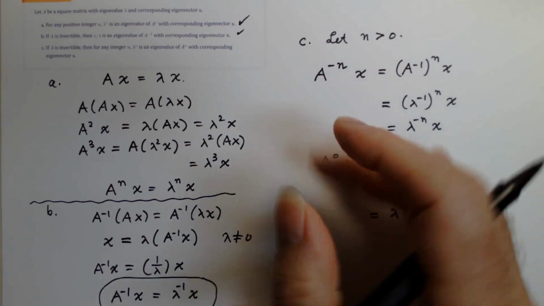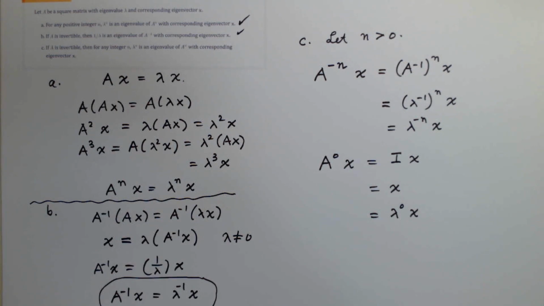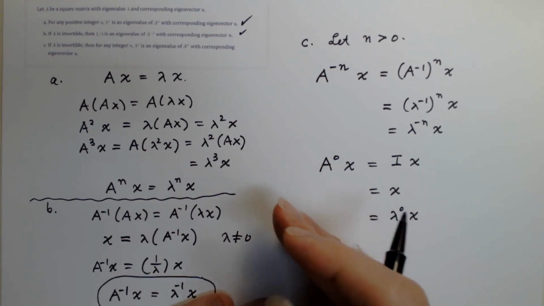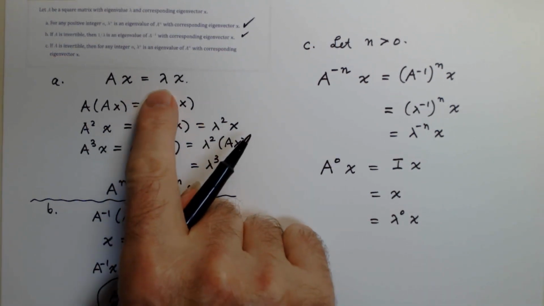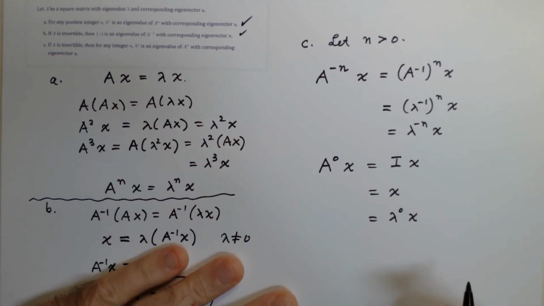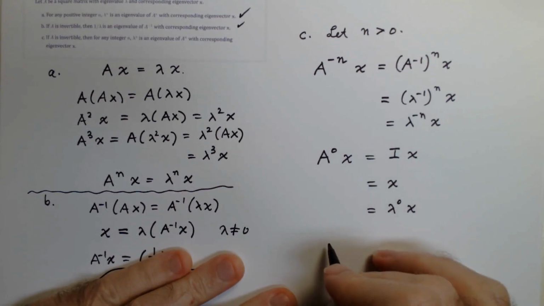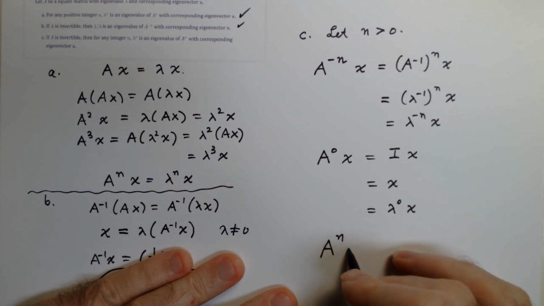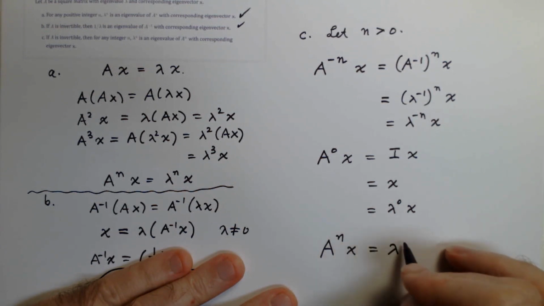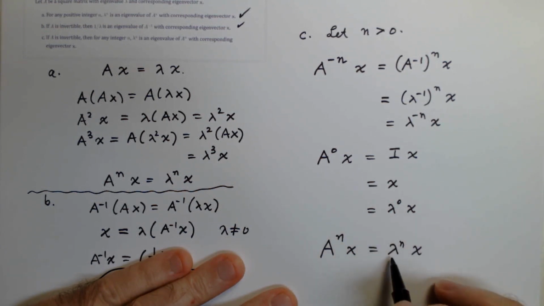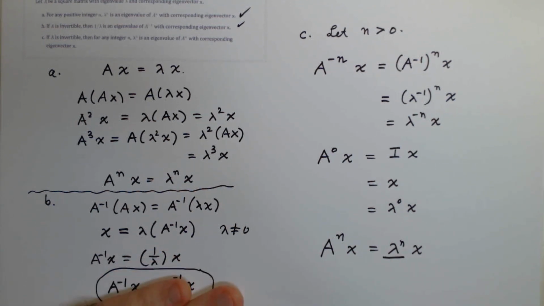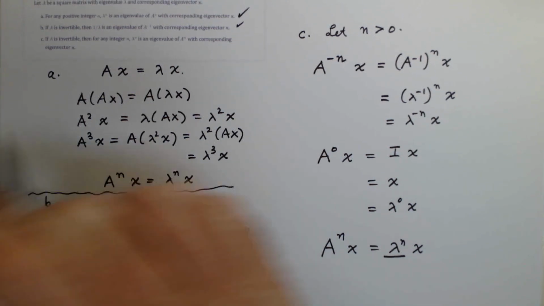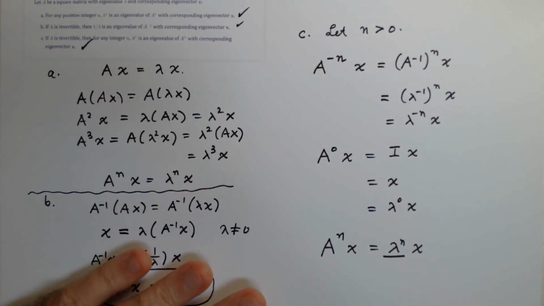And so what this shows, when we put part C together with part A, is that if a matrix is invertible, and it has an eigenvalue of lambda and corresponding eigenvector x, then if I take A to any power, positive or negative, it's going to satisfy this relationship. Lambda to the n will be an eigenvalue of that matrix with corresponding eigenvector x. And so that concludes part C of theorem 4.18.